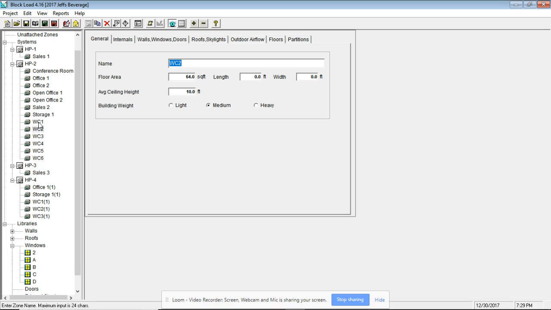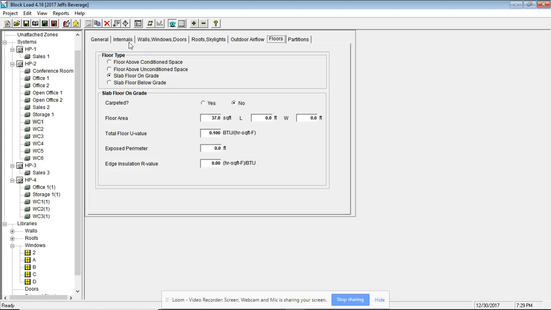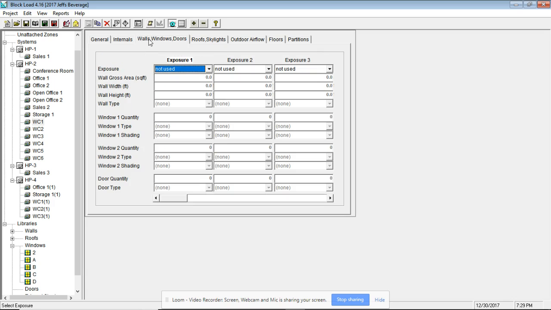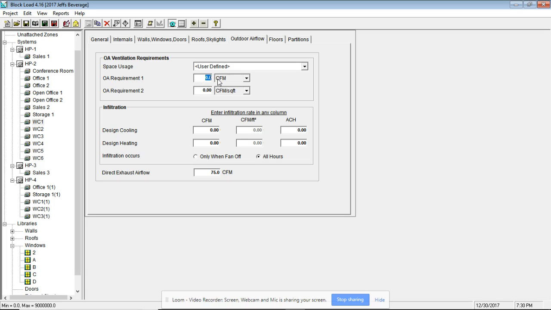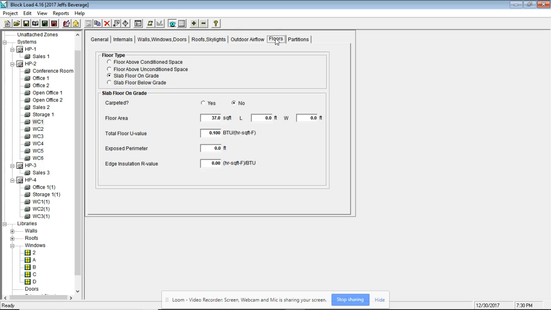Bathrooms, real quick, all the bathrooms are internal, so they have no walls. There's 4 bathrooms on the first floor. Real quick, one's 37 square feet. They have no people. They have no exposures. And because it's on the first floor, it has no roof. So I'm going to delete that. Outdoor airflow, it has no outside air coming in, but it does have exhaust going out. Floor, same size. They all should be the same.